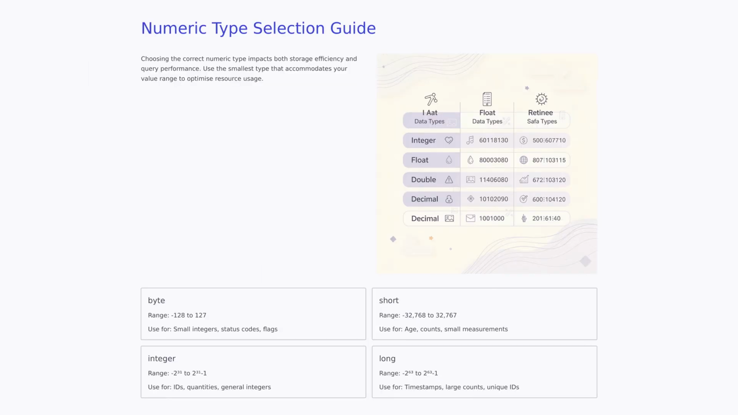When selecting a numeric type, remember, smaller is better. Efficiency and performance are at stake. Consider the byte for small integers and flags, the short for ages and measurements, the integer for IDs and quantities, and the long for timestamps and unique IDs. Optimize resource usage by choosing wisely.